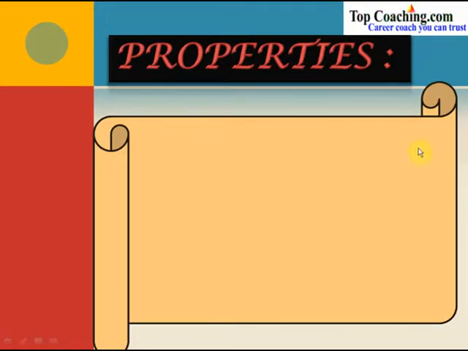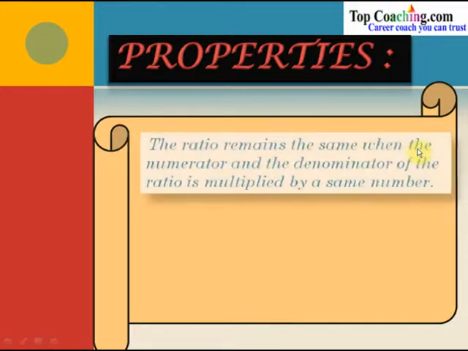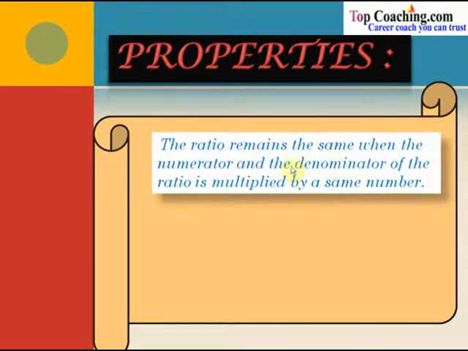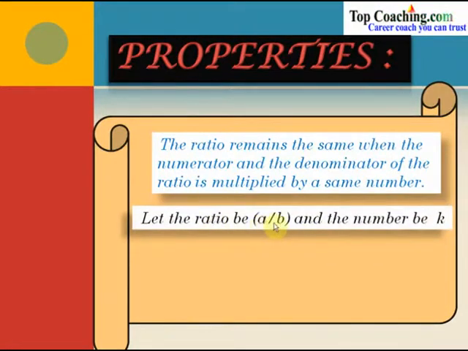Now let's move on to some of the very important properties of ratios. The ratio remains the same when the numerator and the denominator of the ratio is multiplied by a same number. So even if we multiply the numerator and the denominator of a ratio by a same number, the ratio remains the same. So let us say that the ratio is A by B and the number is K. So multiplying the numerator by K and the denominator by K, we get A into K divided by B into K. But again K and K can be cancelled, and what we get? A by B. So the ratio remains the same, that is A by B.